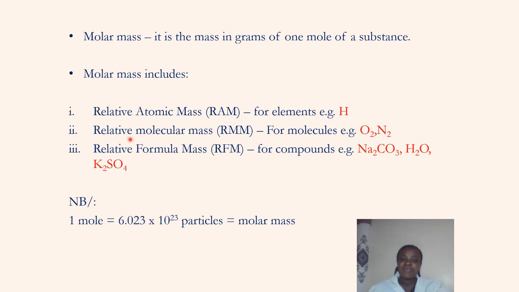Then relative molecular mass, abbreviated as RMM, is used when we are talking about molecules. Examples of molecules are the oxygen molecule, nitrogen molecule, and chlorine molecule. You can see each contains two atoms, and that is what we refer to as a molecule. The third one is the relative formula mass, abbreviated as RFM, and this one is used for compounds.